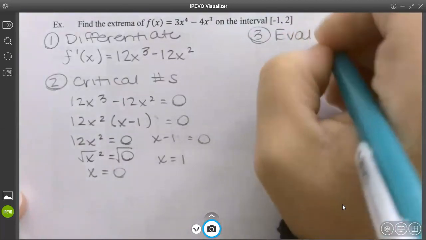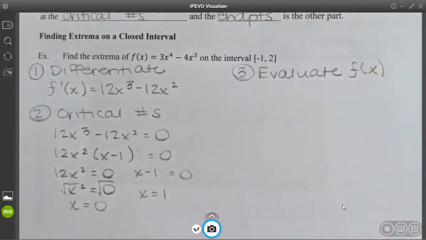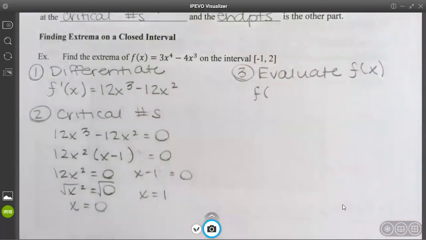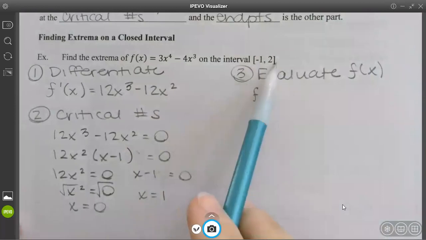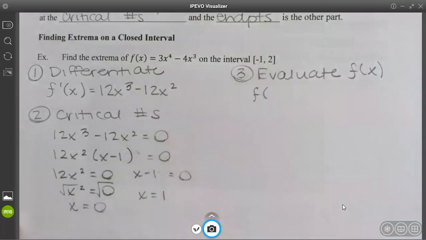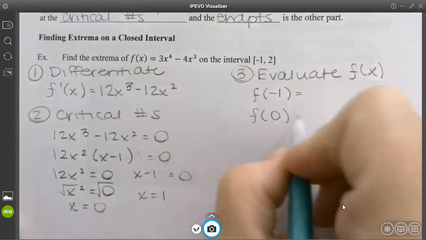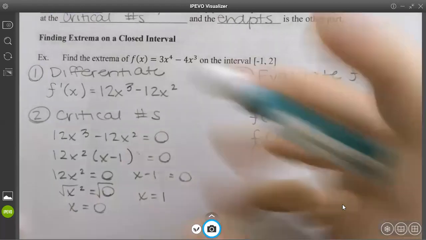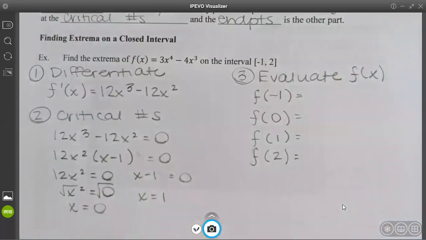Evaluate. But you're going to evaluate for f of x. So back to the original problem. I don't care what order you put your numbers in. I always put them in numeric order. So you have the interval -1, 2. You have 0 and 1. So I always start with -1. Then I would go to 0. Then I would go to 1. And then I would go to the 2. So remember, we evaluate your critical numbers and your endpoints.